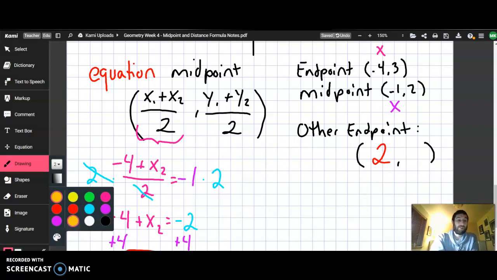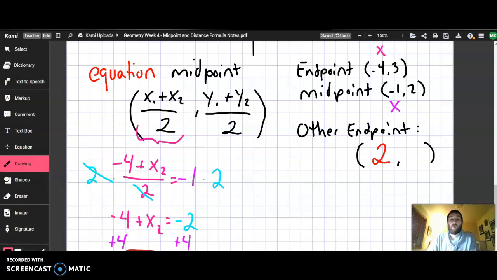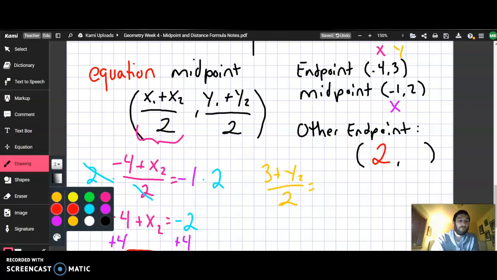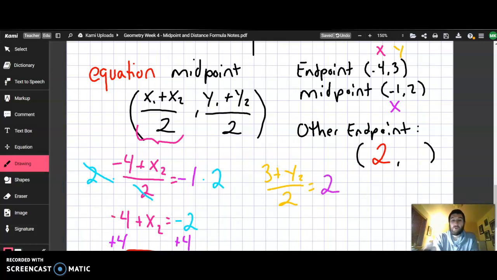Now we do the exact same thing for our y. We know that the y for our endpoint is 3. So we have 3 plus our unknown y, all divided by 2, equal to 2. And that's the y part of our midpoint. And now we're able to solve, and we'll be able to get our value of y. That is our other endpoint.